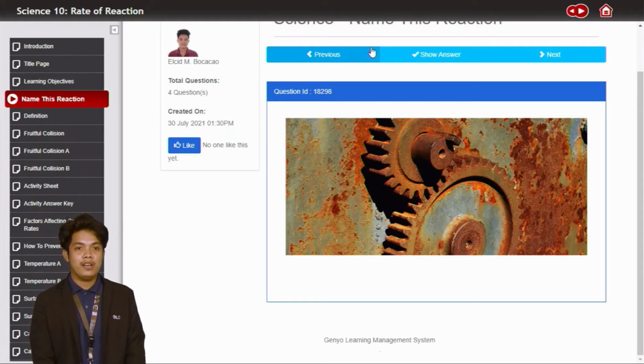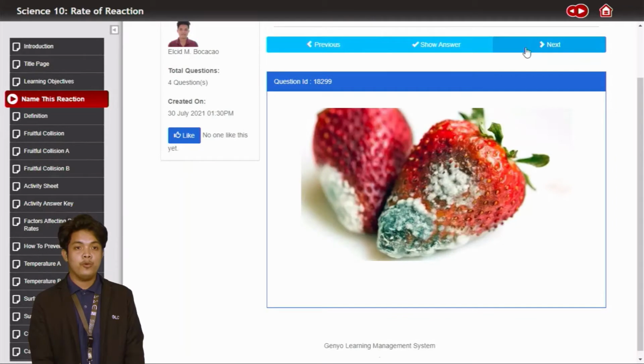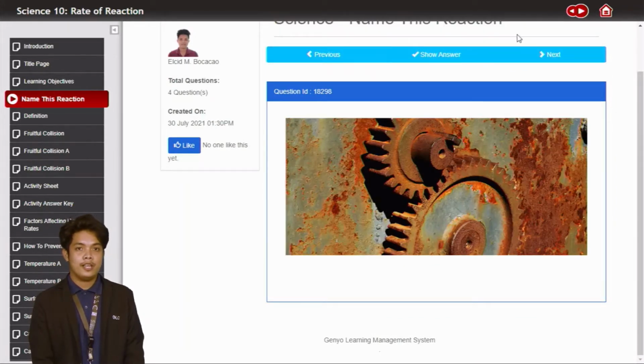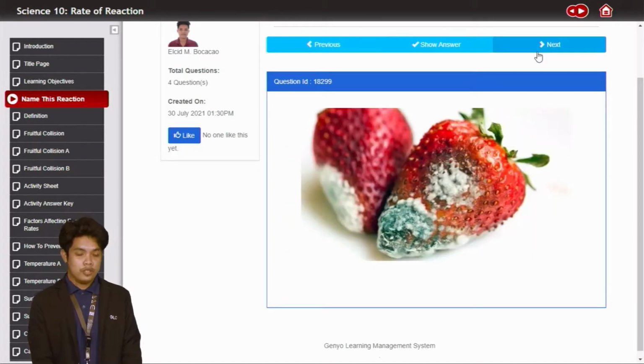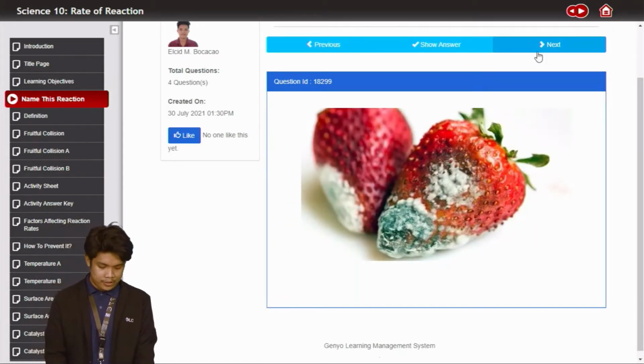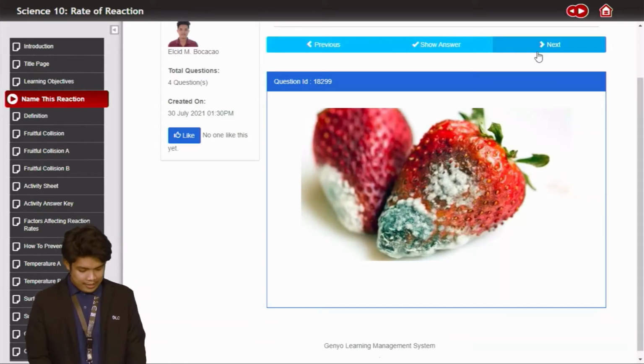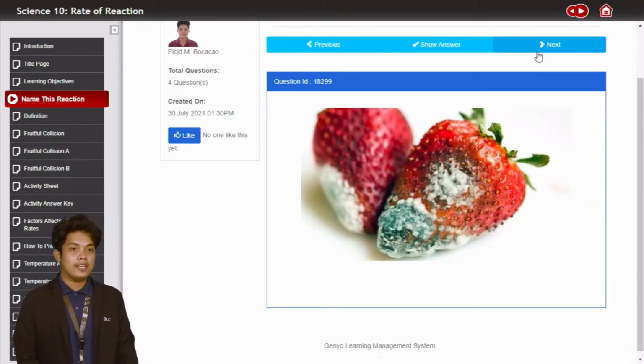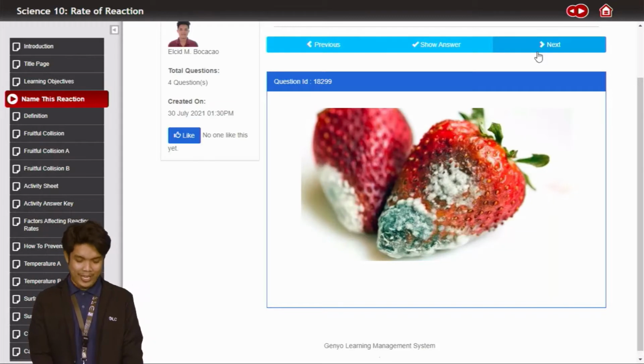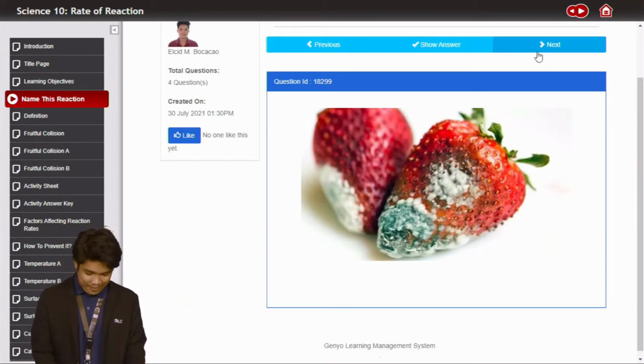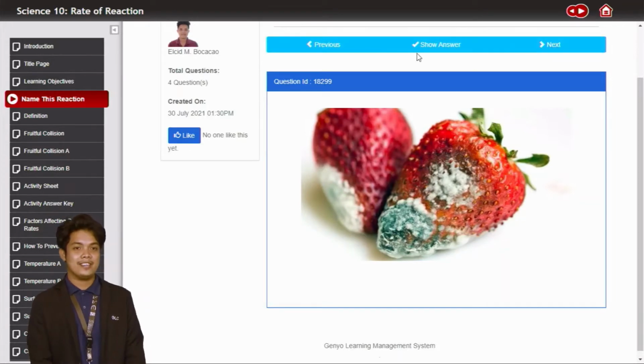This one, rusting of iron. Let's compare it to food spoilage. Again, we'll compare rusting of iron and food spoilage. My first question is, do you think these two reactions are happening at the same rate? I'll check the forum right now. Alex said no, sir. If no, which one is faster?